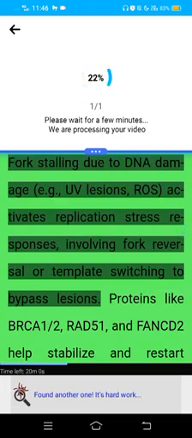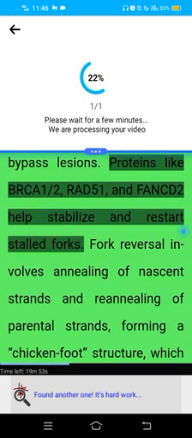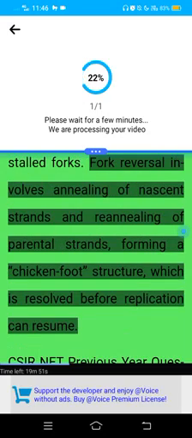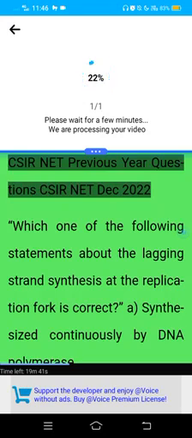Fork stalling due to DNA damage, e.g., UV lesions, ROS, activates replication stress responses, involving fork reversal or template switching to bypass lesions. Proteins like BRCA1/2, RAD51, and FANCD2 help stabilize and restart stalled forks. Fork reversal involves annealing of nascent strands and reannealing of parental strands, forming a chicken foot structure, which is resolved before replication can resume.